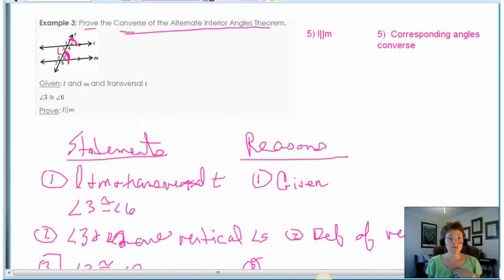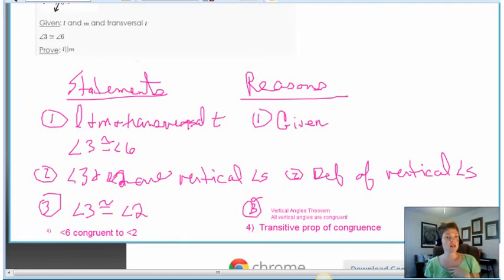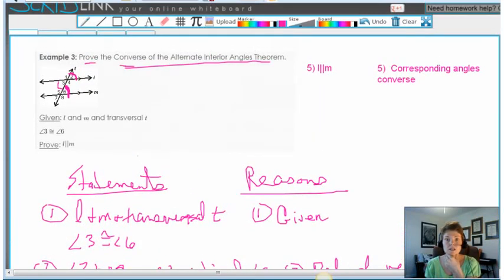You're going to see something very similar to this on your test, so you should be able to do this. It's real important that you know this statement 3 here, that once you have vertical angles, you know that they're congruent because of the vertical angles theorem. Transitive property, and then obviously we're proving this, alternate interior angles, and we used corresponding angles to do that. Okay, so if you have alternate interior angles now, you just know that the lines are parallel because we just proved it. Okay, great.